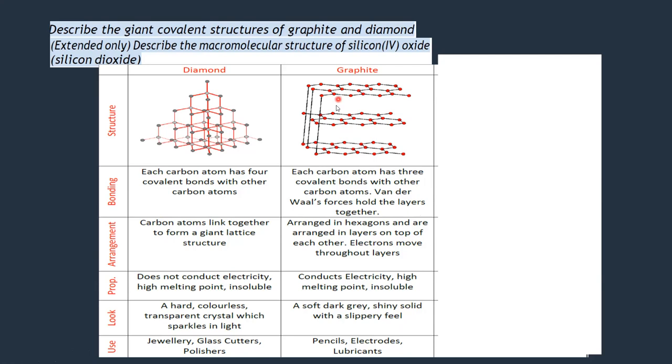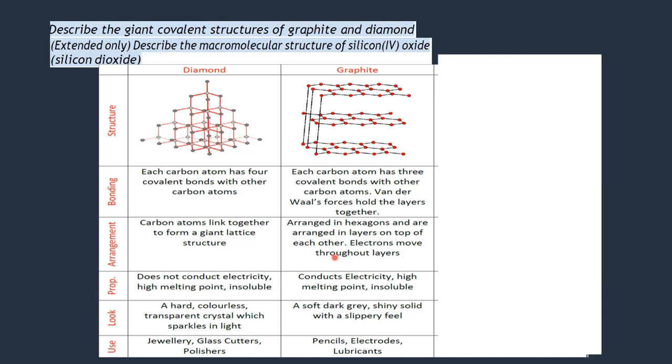Diamond does not conduct electricity. Diamond has a high melting point and is insoluble in water. But graphite can conduct electricity, having a high melting point as well as being insoluble in water. Diamond is the hardest substance known. It is a hard, colorless, transparent crystal which sparkles in light, whereas graphite is a soft, dark, shiny solid. It is also brittle. Brittle refers to when you try to deform it, it can break without changing shape.